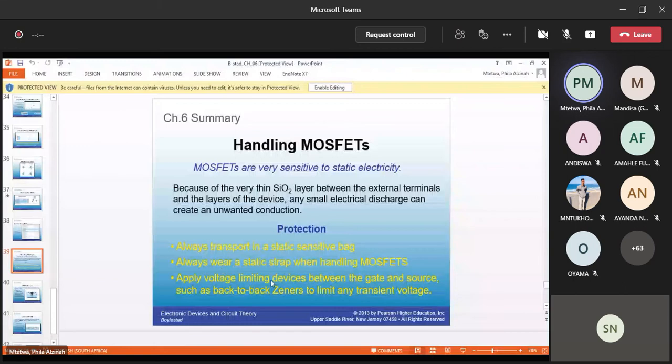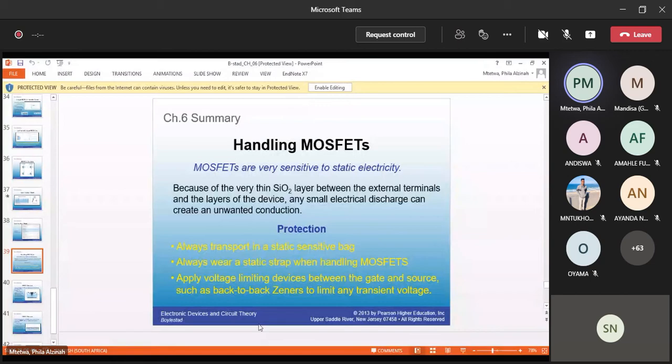Yes, if you are working with the MOSFET, you would have to wear a static strap. For those of you who are already in industry and have worked with this component, they understand exactly what I mean. That static strap de-energizes you, so then we are safe to work with the MOSFETs.